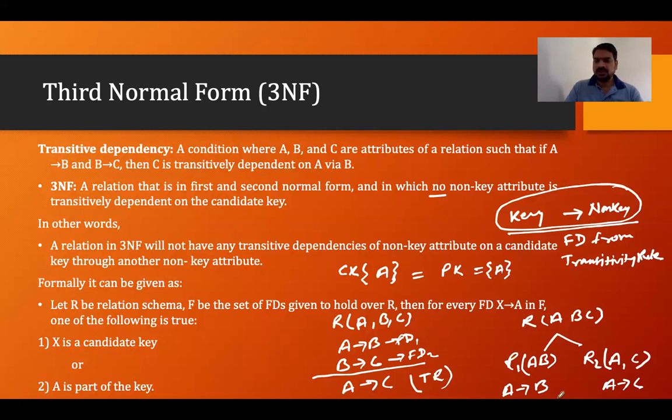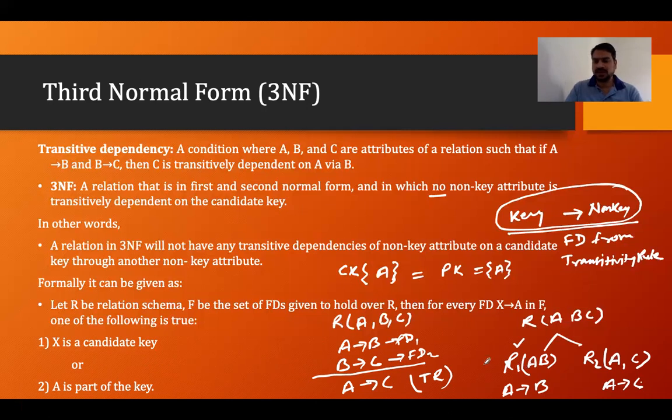So in these tables, R1 and R2, we can say that R1 is preserving functional dependency 1 and R2 is preserving the functional dependency which was not given, and which we found with the help of the transitivity rule. Now these tables R1 and R2 individually are in third normal form. Why? Because we don't have any non-key attribute which is transitively dependent on the candidate key.